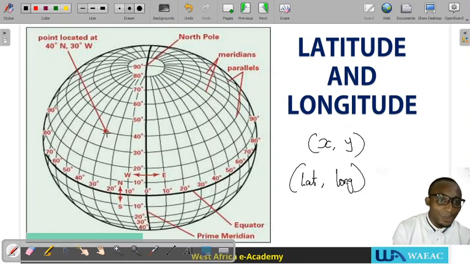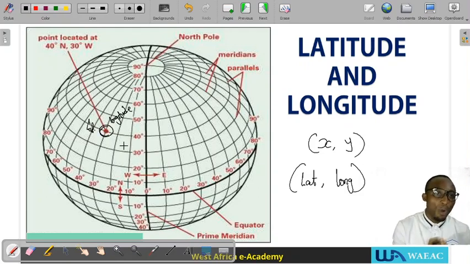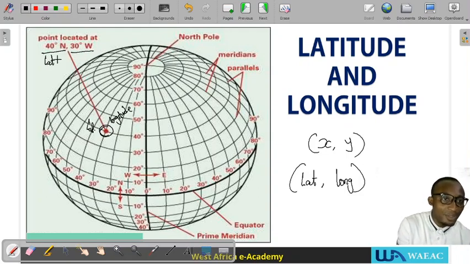For example, look at this point. We have our longitude here. I'm still going to explain more. And look at this, our latitude here. At this point of intersection, that is a point. So where latitude and longitude intersect, that is a point, that is a location. You can see 40-degree north and 30-degree west. This is latitude, comma, this is longitude.